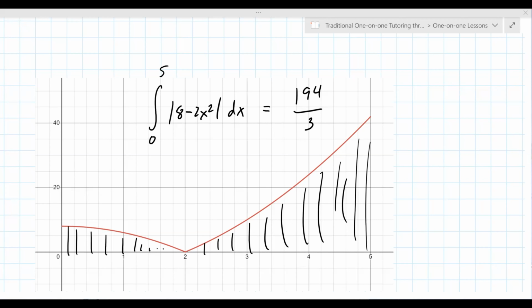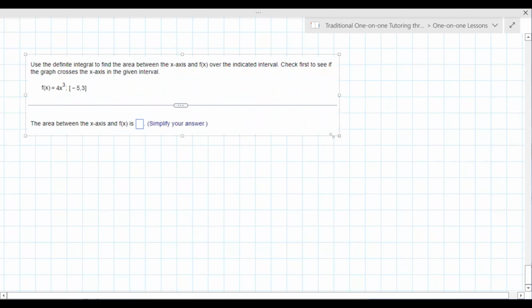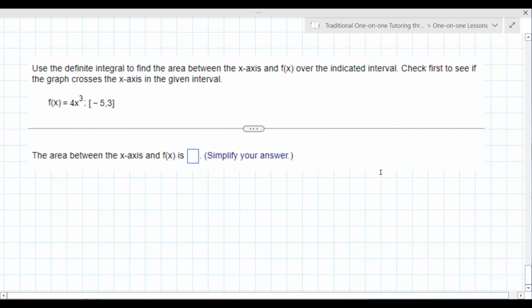Keeping with time here, I'm going to do more of these using a calculator. So this is the same type of problem. It definitely crosses the x-axis, which means you always switch to an absolute value. This integral means the area under the curve of your function, from the left, which is -5, to the right.